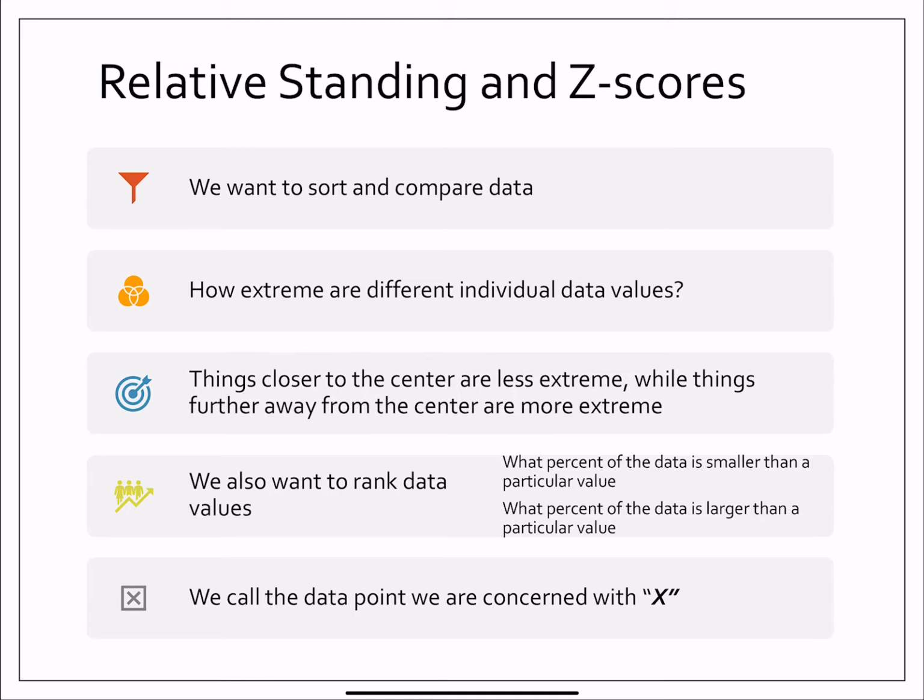We also want to rank data values. What percent of data is smaller than a particular value? What percent of the data is larger than a particular value? Exactly. So when we rank it, we want to know where those percentages are. If you score on a test, you want to know what percent of the class scored higher than you, what percent of the class scored lower than you.